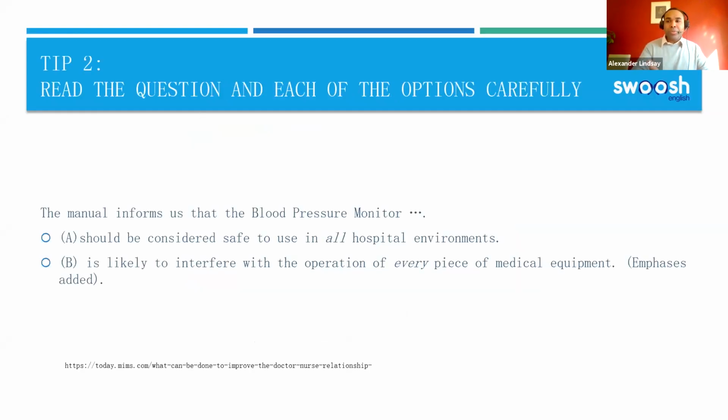Here we go. So we've got an example question. The manual informs us that the blood pressure monitor, and then we've got two options. Obviously, there'll be three options in the real test, but just for the practice here, we've got two options. So should be considered safe to use in all hospital environments. It's likely to interfere with the operation of every piece of medical equipment. But why do you think, if you notice here, I've highlighted two words. I've put them in italics, all and every. Why do you think I've done that? Why do you think that these words can be particularly important in the context of multiple choice options for Part B?